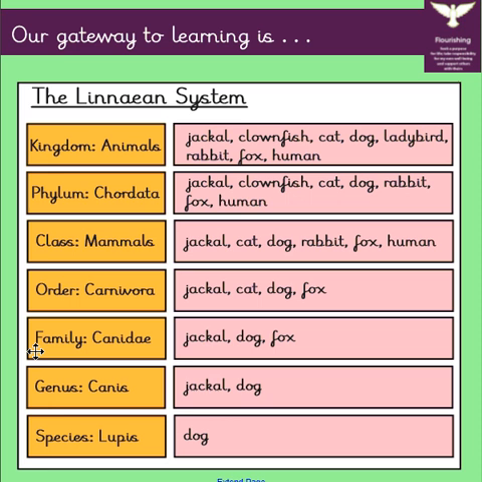Next, we come to family and genus. This is where living things share similar features. Finally, we come to species. This is where we are able to define or pinpoint the exact species from looking at further differences.